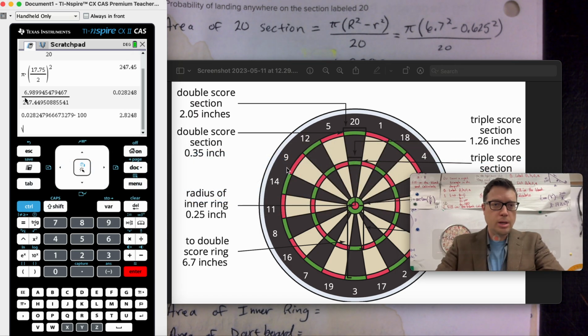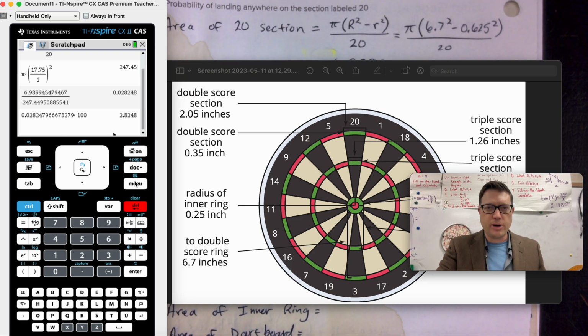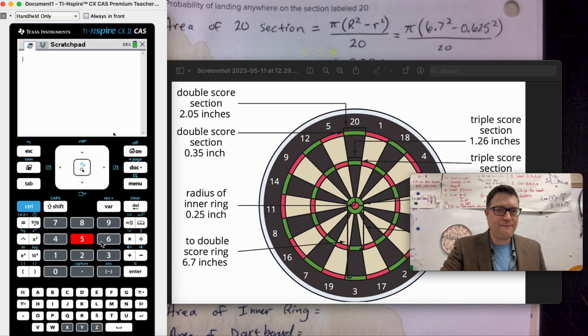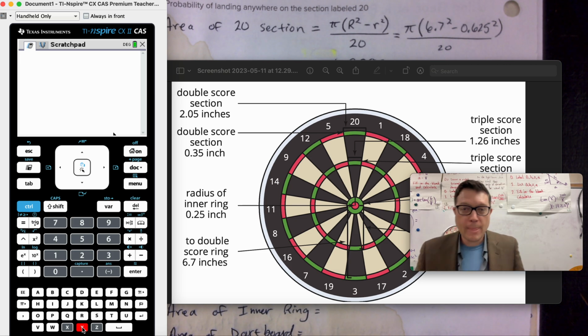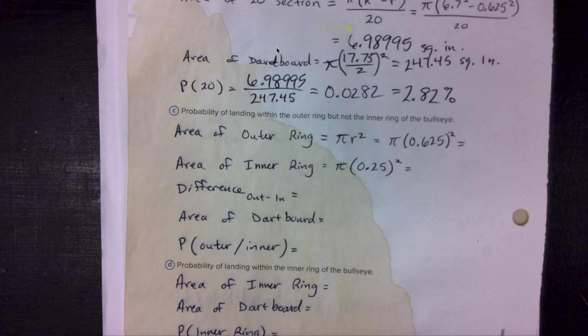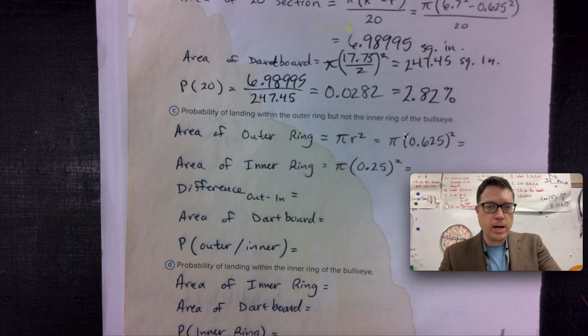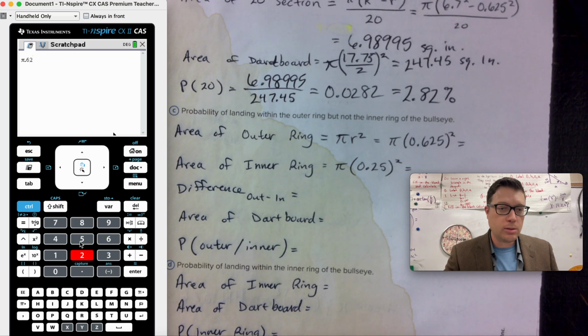Calculator. If you want to keep all of those files, you can, but it is nice to have a fresh screen. So I'm going to go menu 1, 5. And if I didn't like that, I could go Control Z like on a computer and it would all come back. Or I can do Control Y and send it away again. Outer ring area. That would be pi r squared. And pi r squared times, so pi times 0.625 squared.